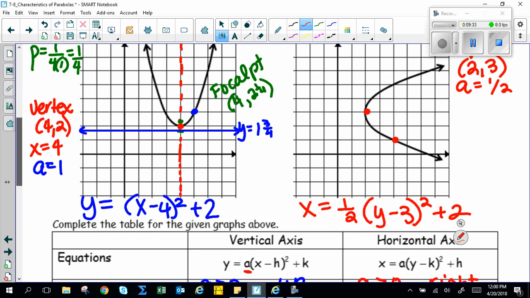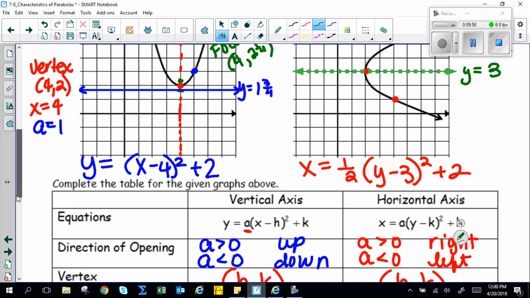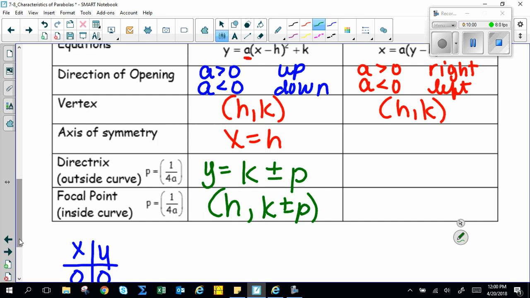Can we do an axis of symmetry here? Yeah, we can. The axis of symmetry this time is going to be a horizontal line. Horizontal lines start with y equals. So this is y equals 3. What is the 3 the same as, the h or the k? It's k. So I could write y equals k every time here. Generically, that's what we have.